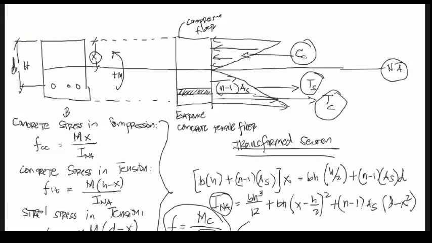So again, your concrete stress in compression is in formula F sub CC equals Mx over I_tr. Your concrete stress in tension F sub CT equals M quantity H minus x over I_tr. And your steel stress in tension, that is F sub S equals to nM multiplied by d minus x all over I_tr. So screenshot, and I will delete the whiteboard.